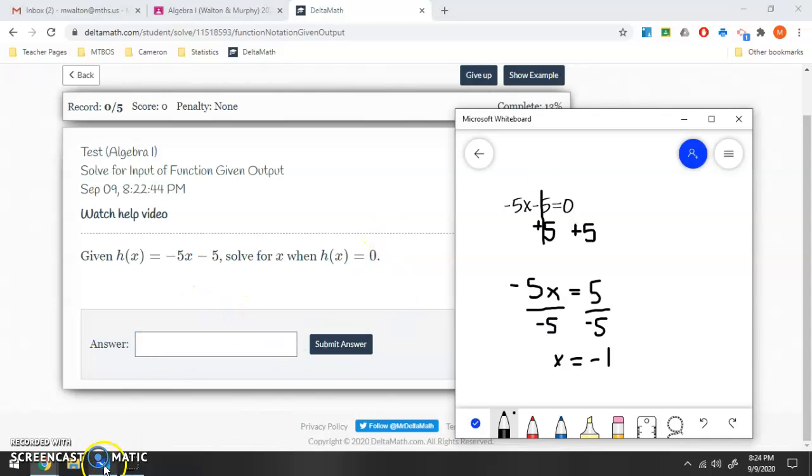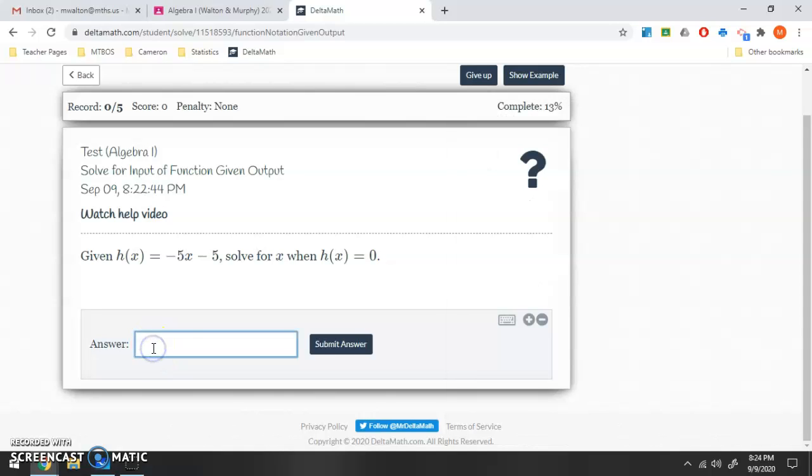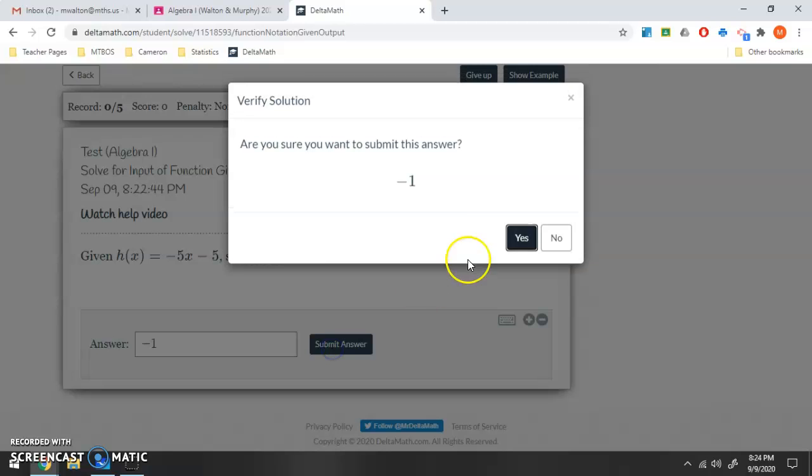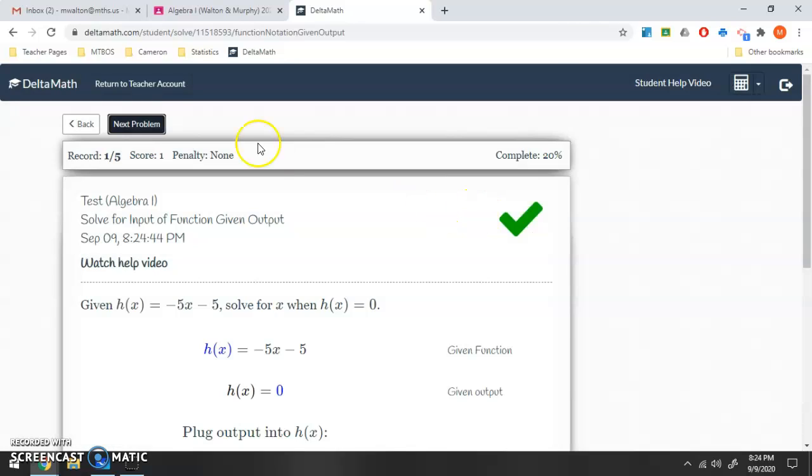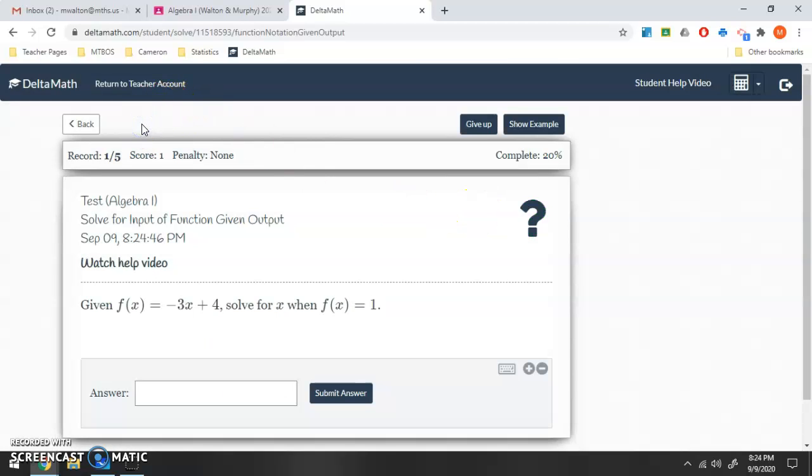So what did I say it was? Negative 1. If I were to plug in negative 1, negative 5 times negative 1 is 5. 5 minus 5 is 0. Nice work. All right, here's what I would like for you guys to do. I'm going to pause for a moment. I would like for you to figure out, when does this equal 1? Go ahead and get started.